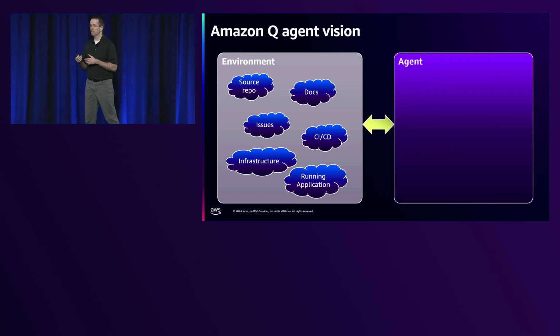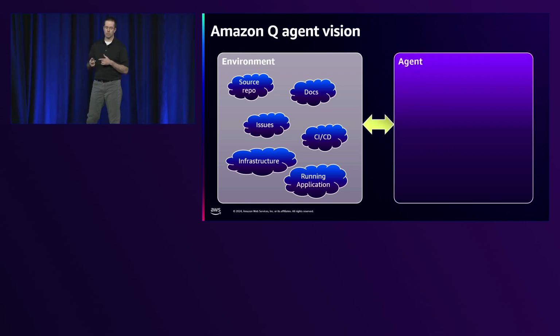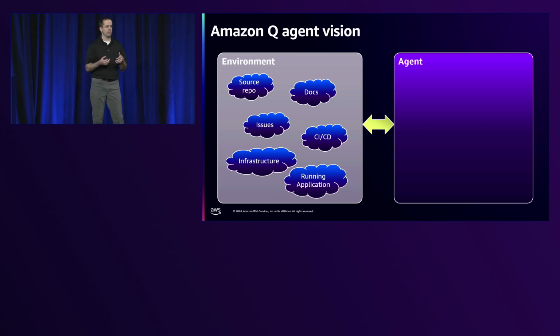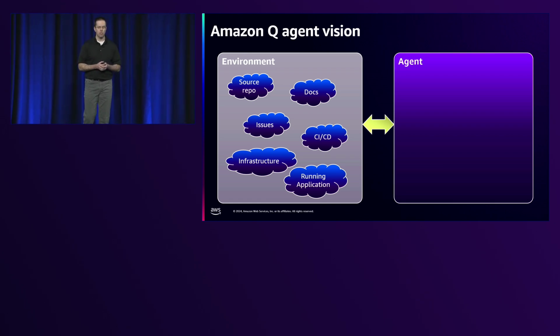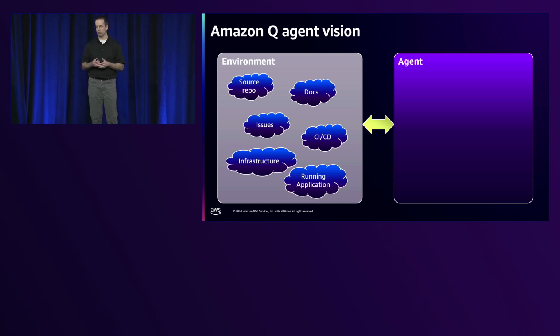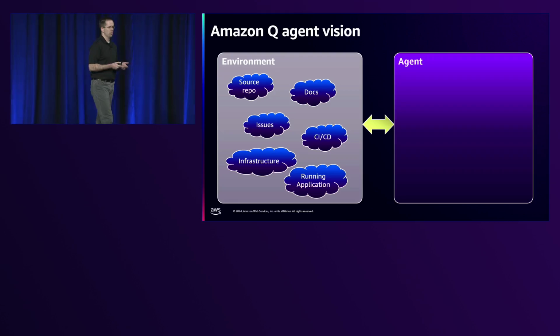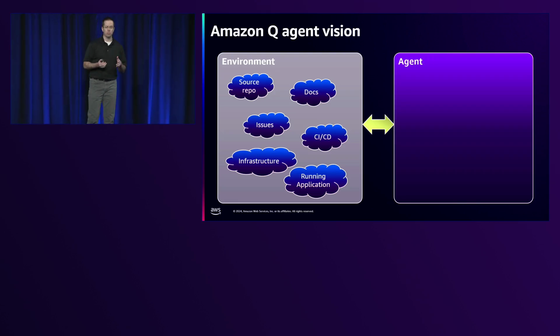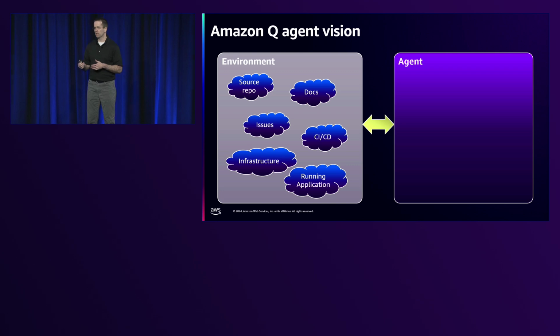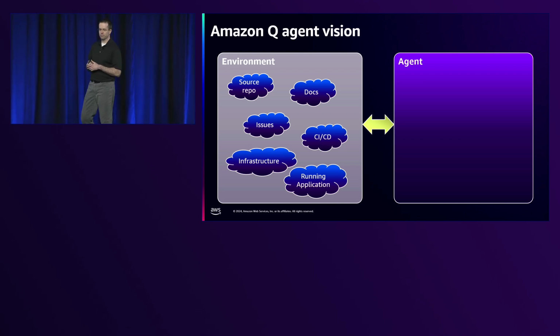Now, as we've discussed, the agent operates on this environment. I also want to call out that Q has access to the things in the environment today through features like chat, where you can chat about your AWS resources or chat about your code. However, chat's not always the best modality to solve every problem, especially one that's very task or goal-oriented, where an agent could help. And this is where agents can come in, helping us build and ship faster.